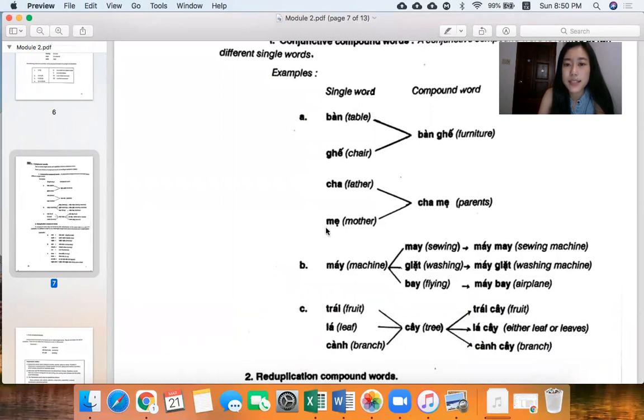B. Single words: máy, giặt, bay. Compounded words: máy bay, máy giặt, máy may.